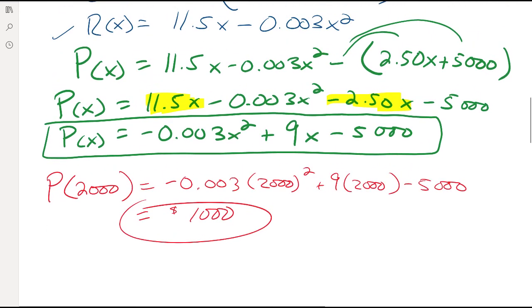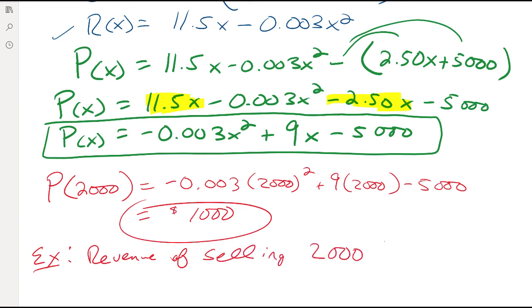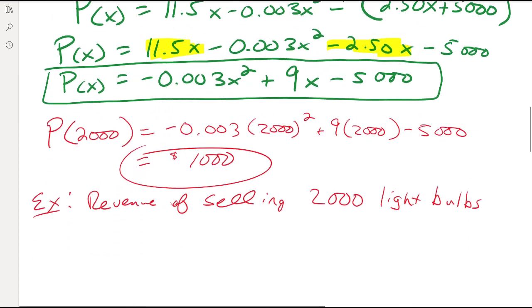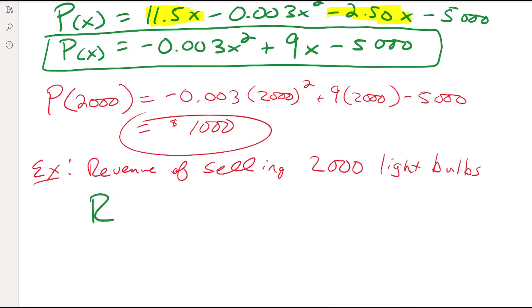Let's see here. Be careful. Maybe in your homework they ask you to find the revenue of selling 2,000 units. Let's do that really quickly before we go to the next example. What if we want to find the revenue of 2,000 units? Revenue of selling 2,000 light bulbs. So what we do in this case is that we need to plug 2,000 into the revenue function. Okay? So we want to calculate R of 2,000.